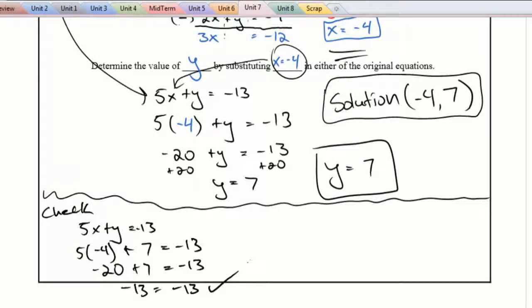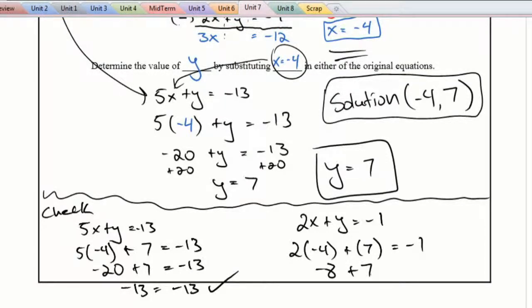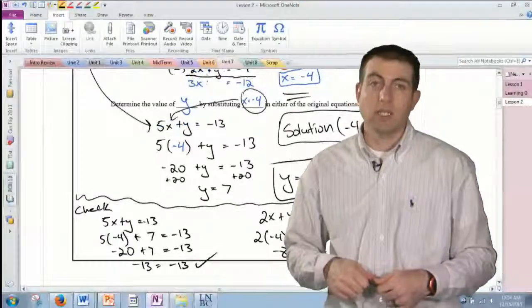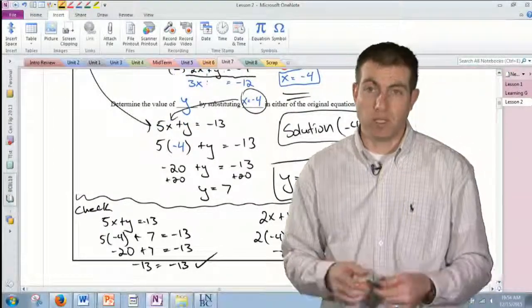My second equation was 2x plus y is negative 1. So I'll start with that. 2x plus y is negative 1. I'm going to put in, for my x, negative 4. For my y, I'm going to put in 7. 2 times negative 4 is negative 8. Plus 7 is negative 1. Is that right? Yes, negative 1 equals negative 1. So, yep, it satisfies both equations. So that point is the one that satisfies both equations.